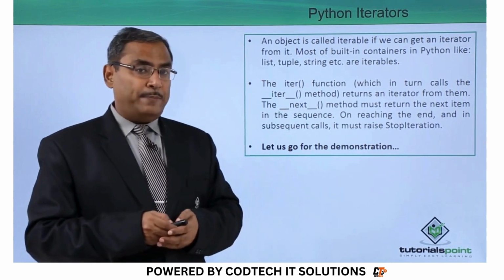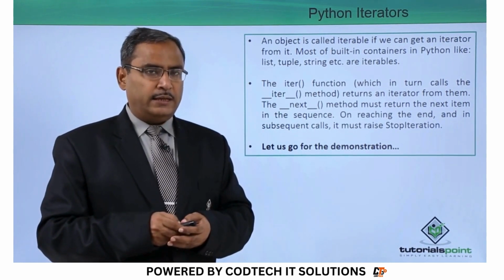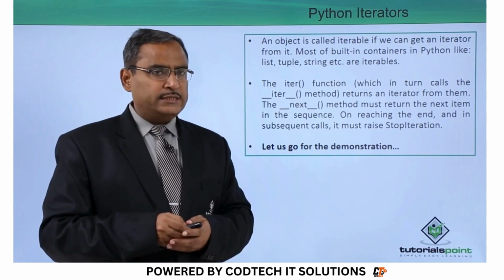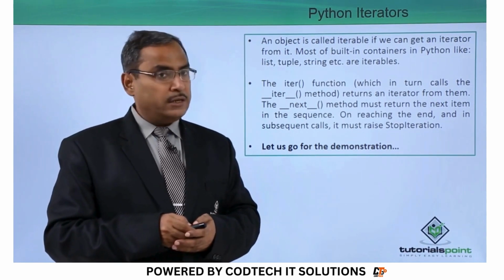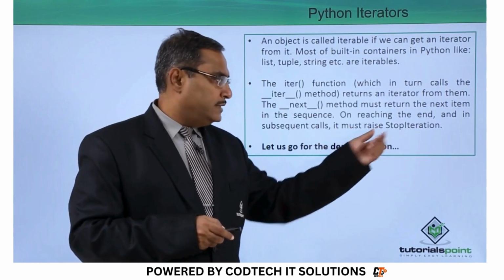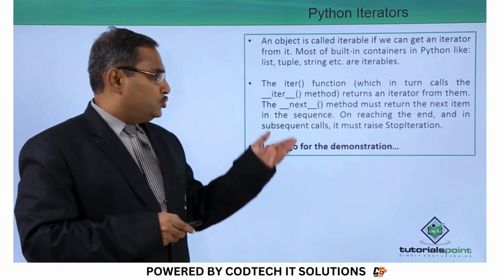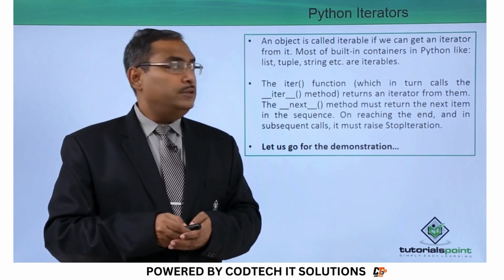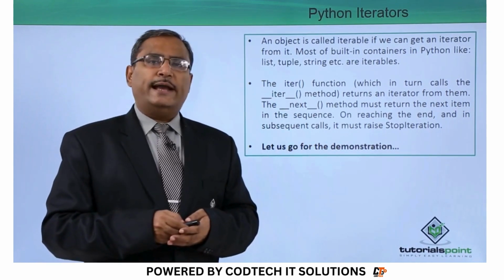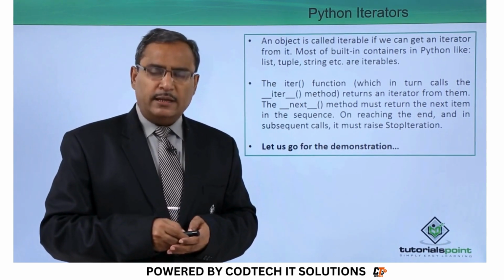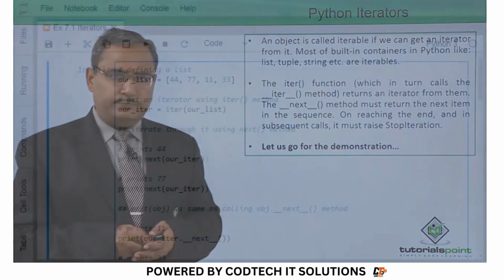So whenever there is no item remaining in the iterator, and we call this __next__ method, then one exception will be raised, and that is StopIteration. Let us go for one practical demonstration to show you how Python iterators can easily be implemented in Python coding. So here is the demonstration for you.